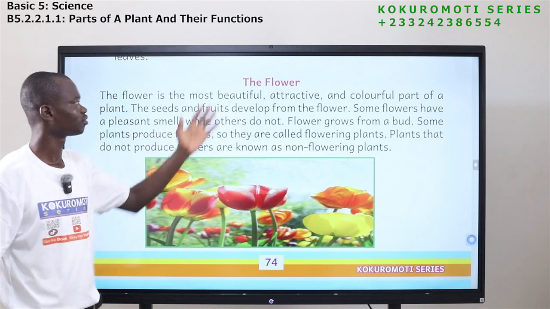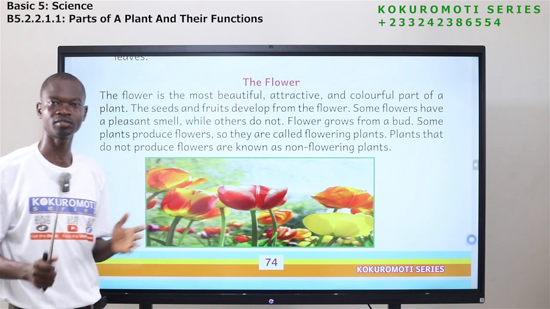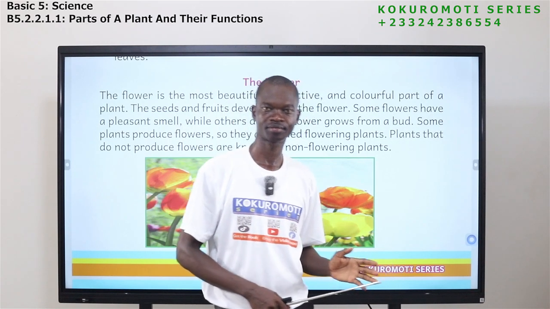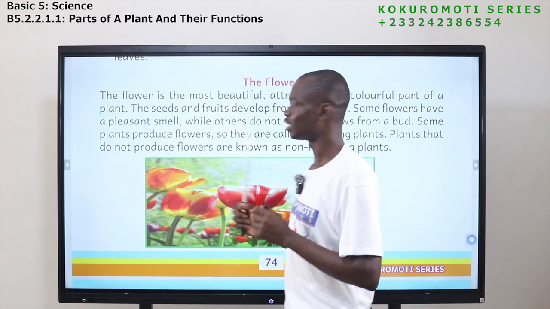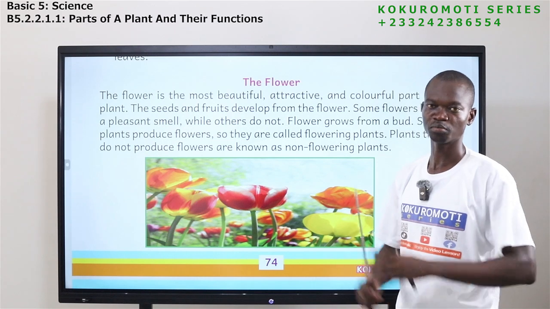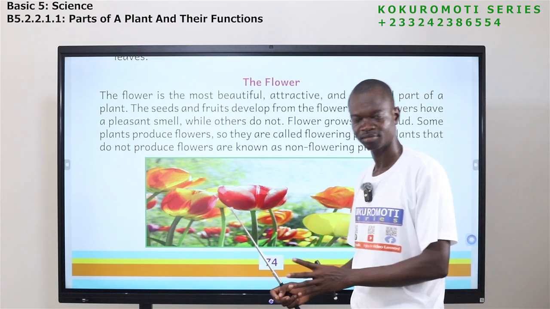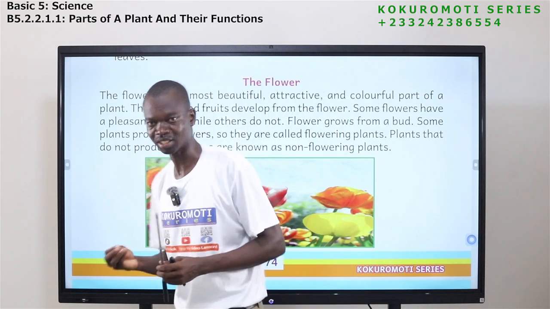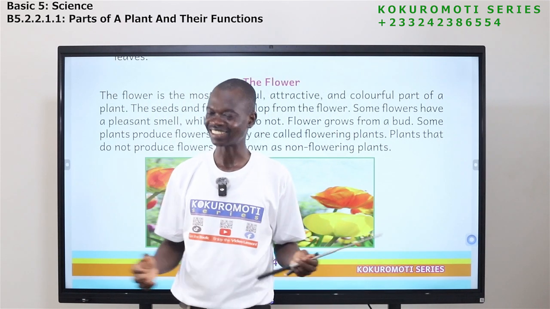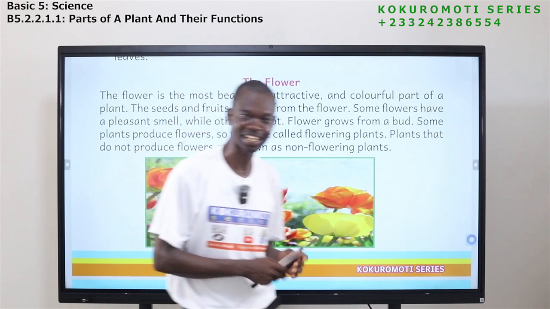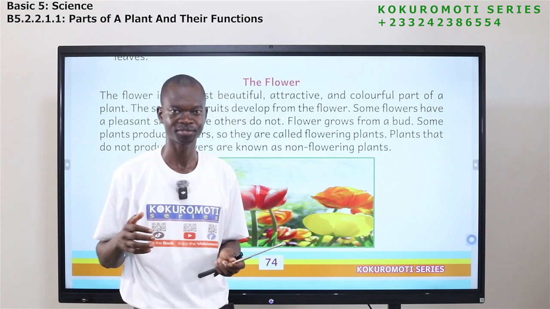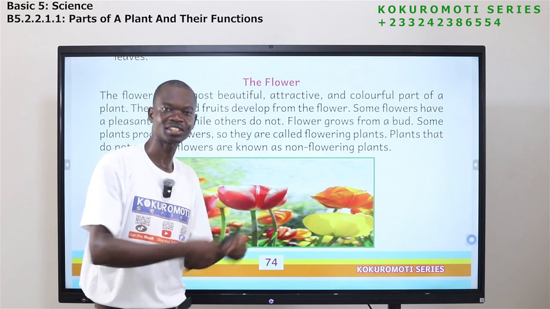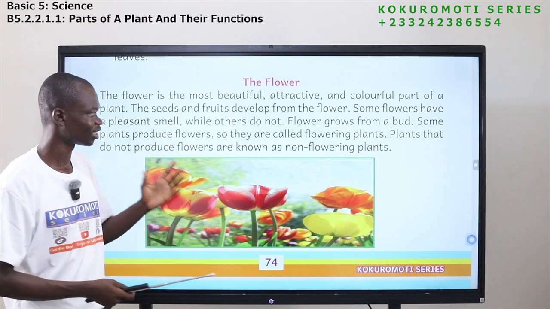Now let's look at flowers. The flower is also a part of a plant. It's the most colorful, most beautiful, most attractive part of a plant. Some flowers have a good smell. If you go closer, you will like to stay there forever. Some too, the smell that comes will drive you away. So that is flower for you. Plants have fruits. The fruit comes from the flower. So that is what you should know.